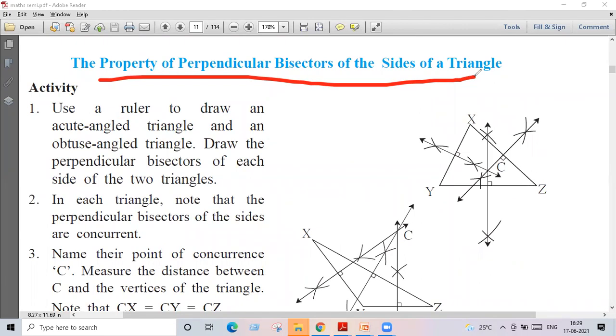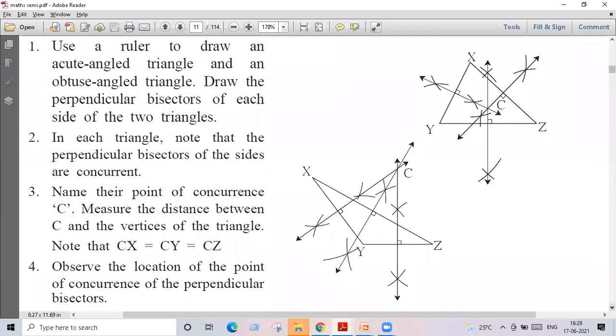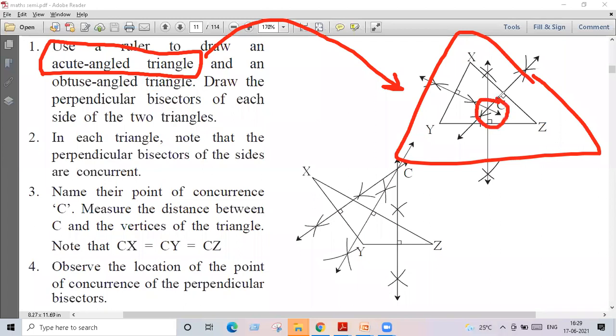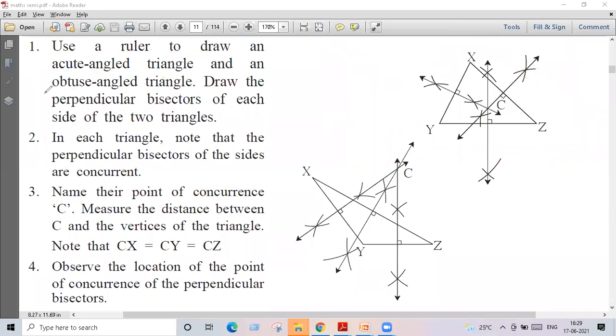First we have seen the angle bisectors property, and then we will be learning about the property of perpendicular bisectors. Here you can see, in the first triangle, this is your triangle XYZ. This is an acute angled triangle. Here the point C is inside the triangle. And when you have an obtuse angled triangle, the point C is outside the triangle.